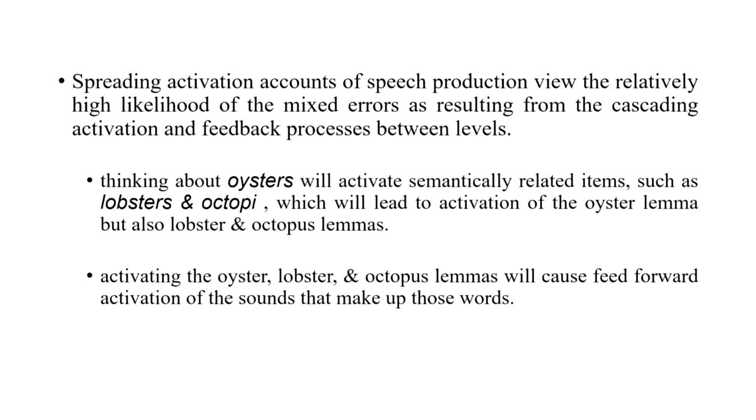Okay. So, how do they explain this? They say that thinking about oysters will activate semantically related items such as lobsters and octopi, which will lead to activations of the oyster lemma as well as the octopus and lobster lemmas. Activating the oyster, lobster and octopus lemmas will cause feed forward activation to the sounds that make these words. So, at the semantic level, all three are equipotentially activated. They are now sending activation down to sound levels.